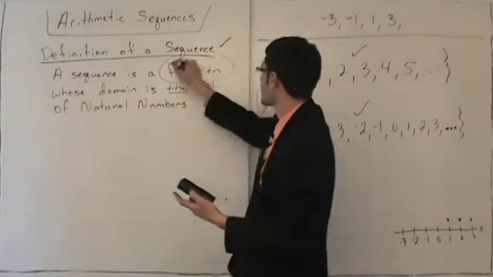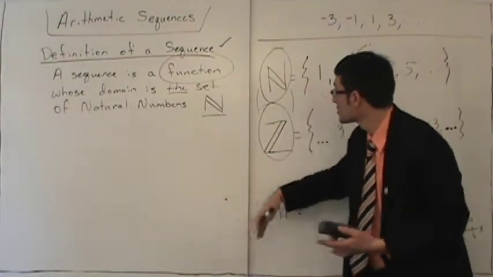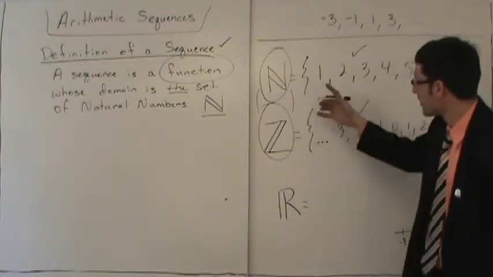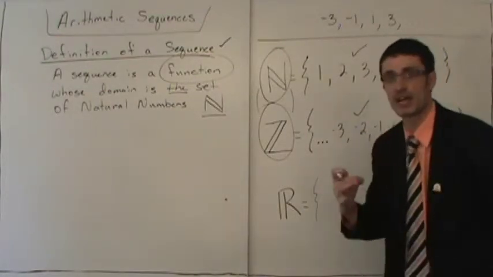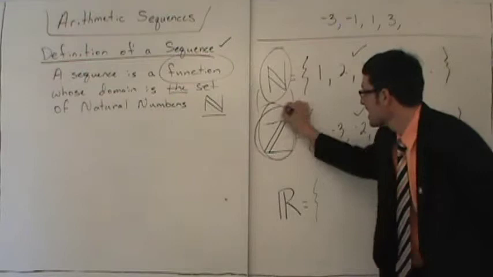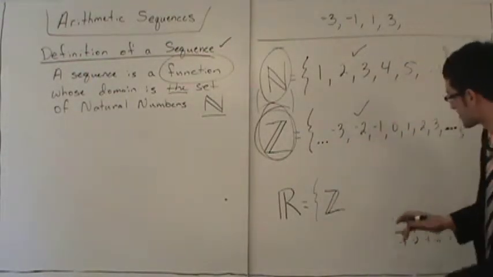We use the concept of function, not sequence, the definition that I wrote on the bottom, to show this. Okay. Now, the real numbers. The real numbers include every number you can ever think of. So my question is, is every integer a real number? Yes. Okay.